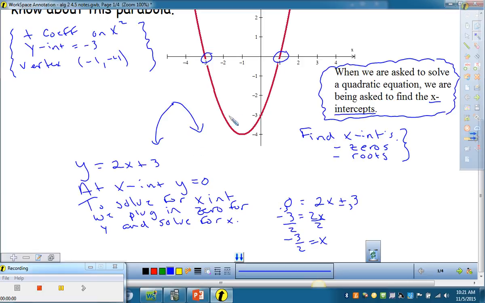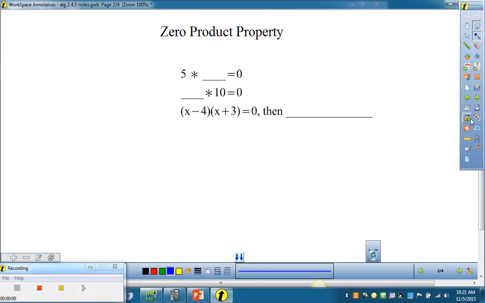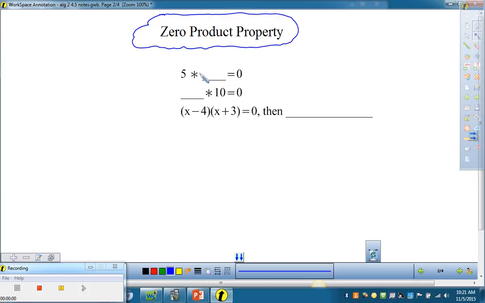Okay. Well, now we're going to be doing that with quadratic equations, and they're a little trickier. So before we do that, we need to think about something that I believe you've seen before, something called the zero product property. So if I have an equation 5 times length equals 0, what has to be in the length? 0. It has to be a 0. Or if I have 0 times 10 equals 0, that has to be 0.